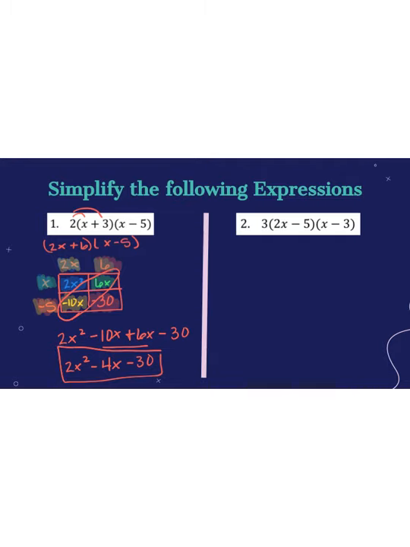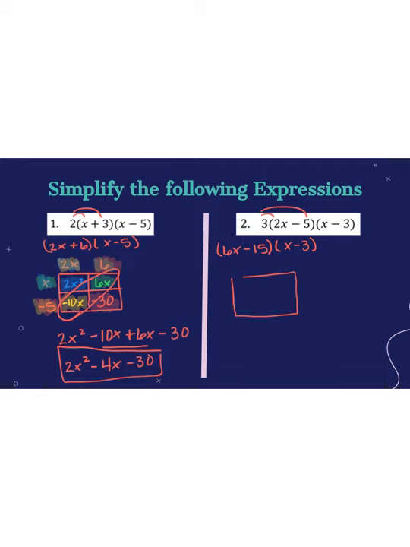That one's done. Okay, we're going to start with number 2 and distribute that 3 to the 2x and distribute that 3 to the 5. So 3 times 2x is going to give me a 6x. 3 times negative 5 is going to give me a negative 15. And those are going to go in parentheses. And then I'm just going to use what I had, which was x minus 3, for my second set of parentheses.